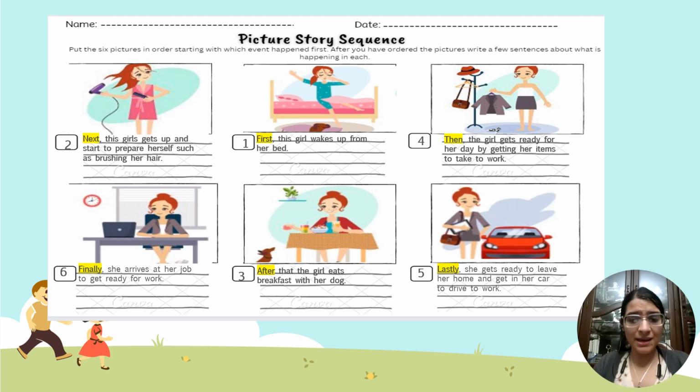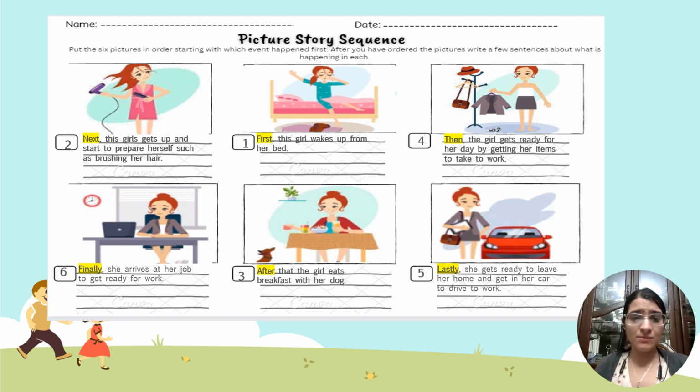As you can see in the second image, the girl is waking up from her bed, so that would be the first scene to the story. And we would write, first, the girl wakes up from her bed. The next scene would have to do with something you would do when you wake up, which would be getting ready for the day. So the next scene would be the first image of the girl doing her hair. So then what would we write? Next, the girl gets up and starts to prepare herself, such as brushing her hair.